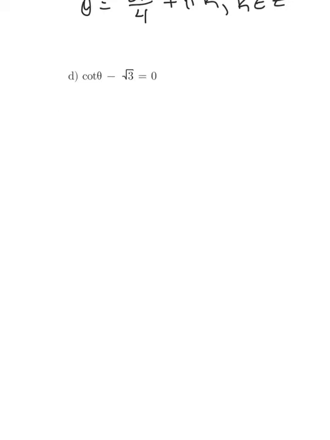On example D, we are doing the cotangent of theta minus the square root of 3 equals 0. Again, we have to get the function by itself. So we are going to add the square root of 3 on both sides. And we now have the cotangent of theta equals square root of 3.